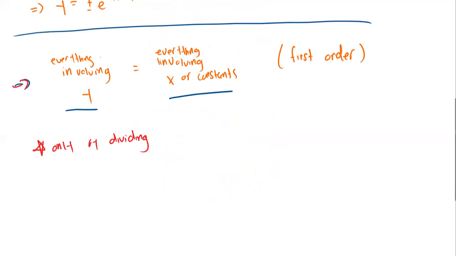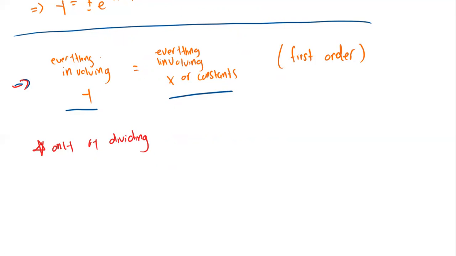Okay, so what is it that we are supposed to be able to do? Again, reviewing. Given a first order differential equation, can you get it in the form where you have everything involving y on one side of the equation, everything not involving y, which is just going to be x and constants, on the other side, and can you do this only by dividing?